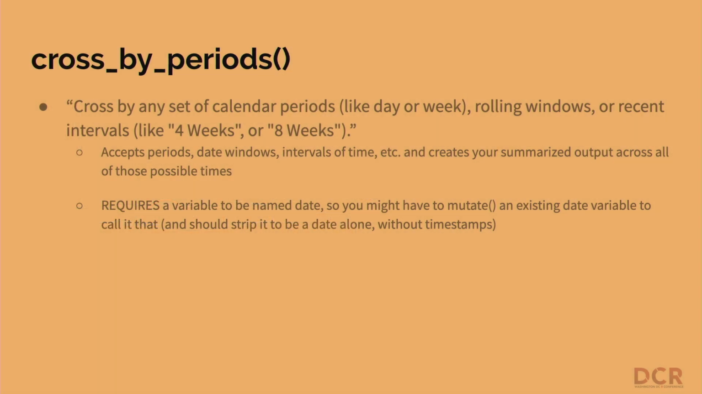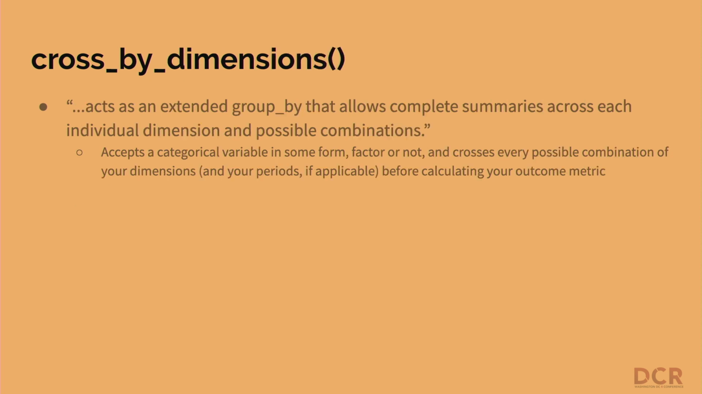So cross-by periods, the stuff in quotes comes directly from the documentation because they said it way better than I could. You're going to need a variable called date. So a lot of times, whatever data you're using, you're going to have to mutate it and turn it into date. You're also going to want to strip the timestamps off. You want it just to be year, month, day. And it's going to accept periods, date windows, intervals of time, and it's going to create all of the combinations. It'll create your summarized output across all of the combinations of those. I am going to go through an example, so don't worry if you feel lost.